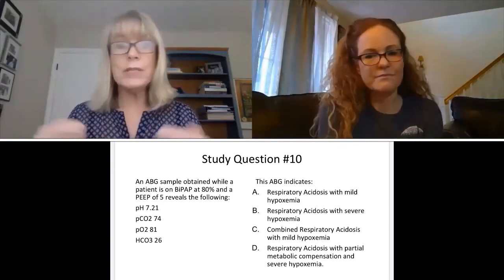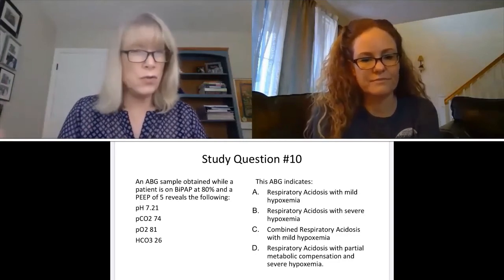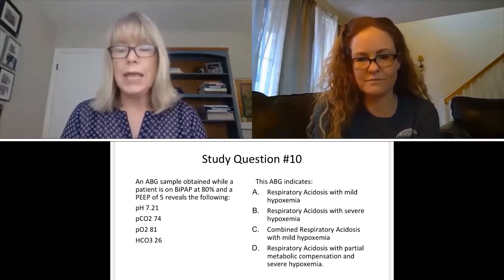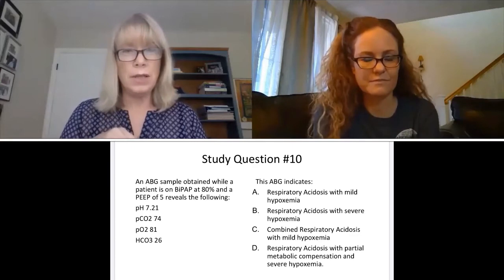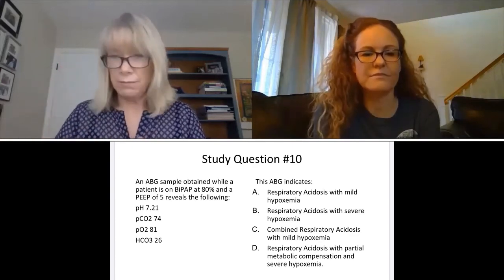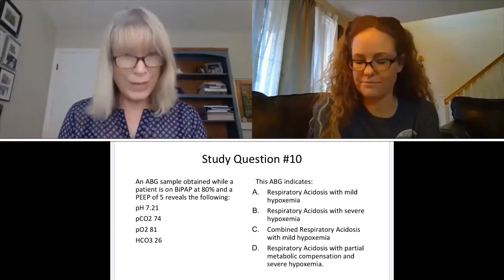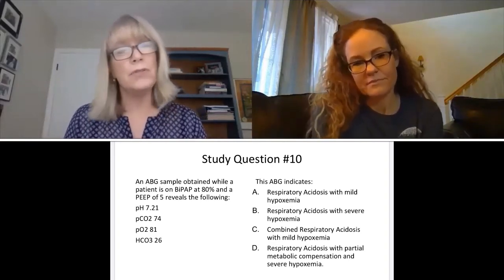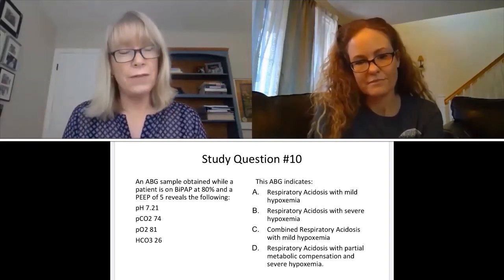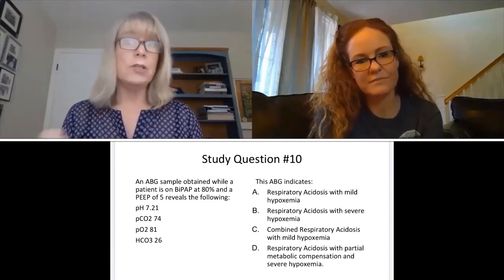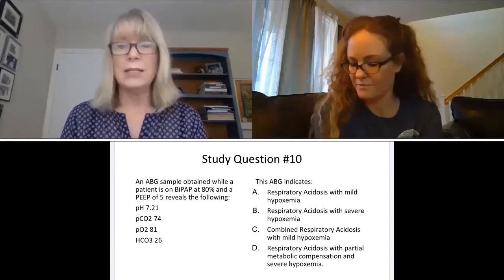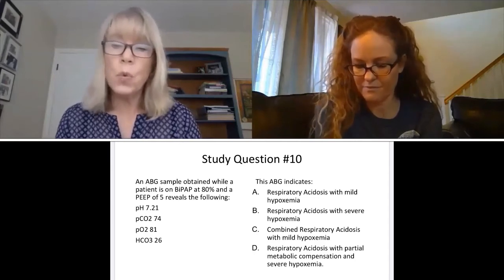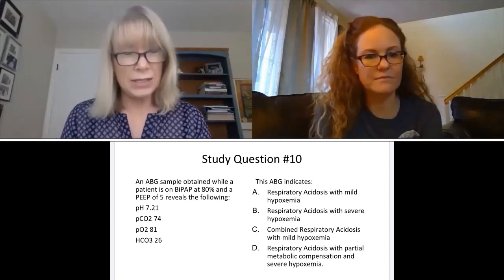And bicarb is in the normal range. 26 is a normal range of bicarb. And so I'm going to put an N next to that. So there's bicarb's normal. Now I get to look at the pH. Normal pH, 7.35 to 7.45. And so this pH is low, which makes the patient acidotic. So this 7.21. So this patient has an acidosis.